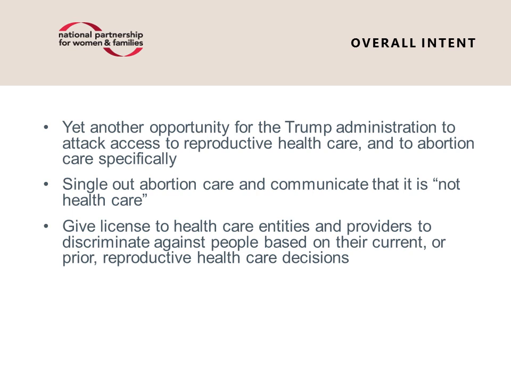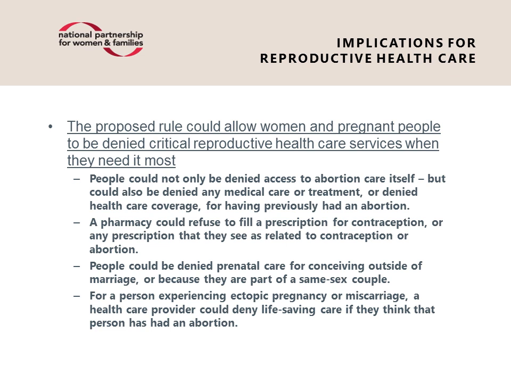So that piece is really critical and something we at the National Partnership, along with many allies, worked very hard to ensure was part of the regulations issued under the Obama administration. And that's the piece that this proposed rule is attempting to roll back. Again, singling out abortion care and claiming that it is not discrimination when a hospital or insurance company or doctor tries to interfere with your ability to make decisions about your body and your health. Next slide, please. So specifically, the proposed rule would allow women and pregnant people to be denied critical reproductive health care services when they need it most.